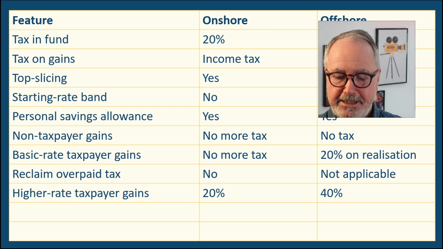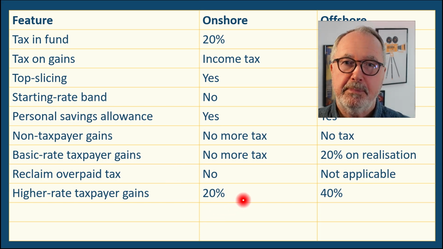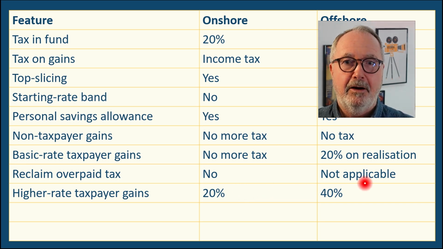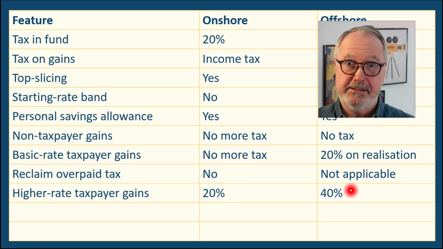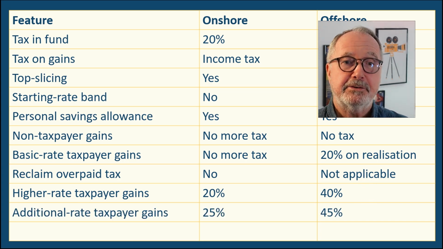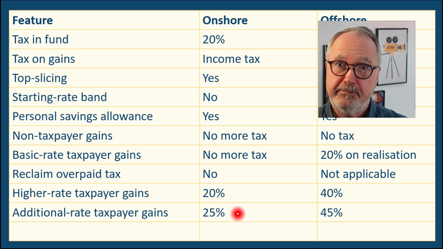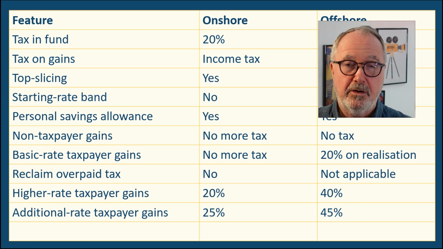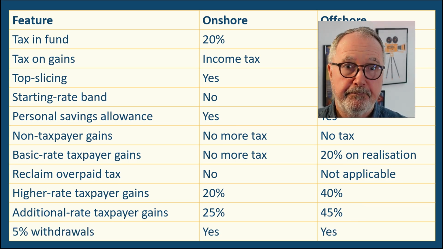High rate taxpayer gains. Well, high rate taxpayers have got to pay another 20% on the chargeable gain. Offshore, they've got to pay 40% because they haven't paid any tax. They've got to pay the full 40%. And that's, of course, the same for additional rate. They'd only have to pay 25% because they've paid basic rate, but these guys would have to pay 45% on the offshore, which is important.